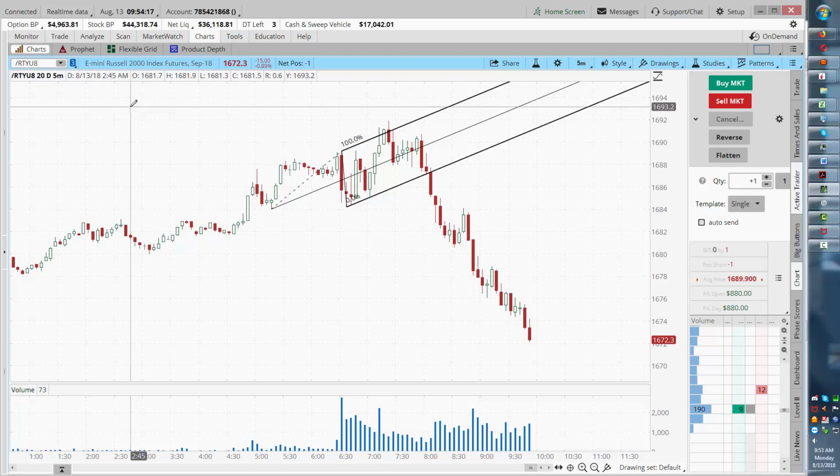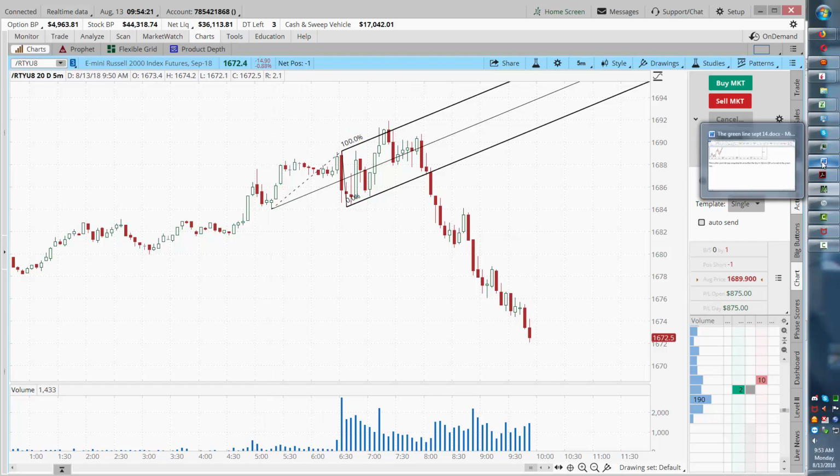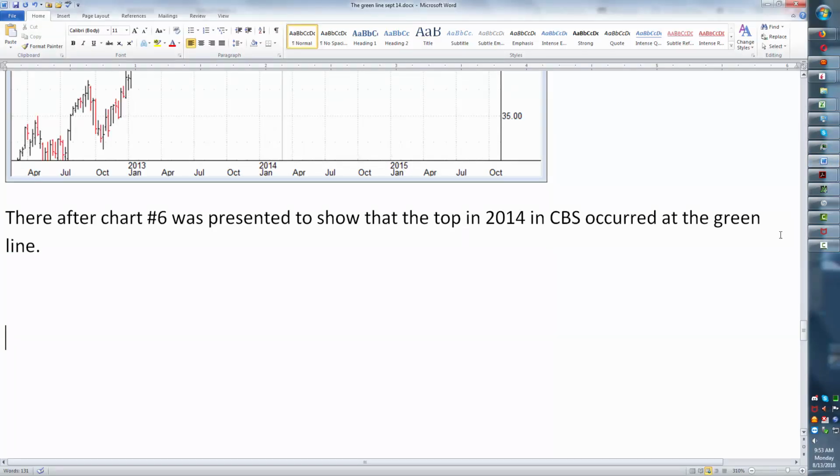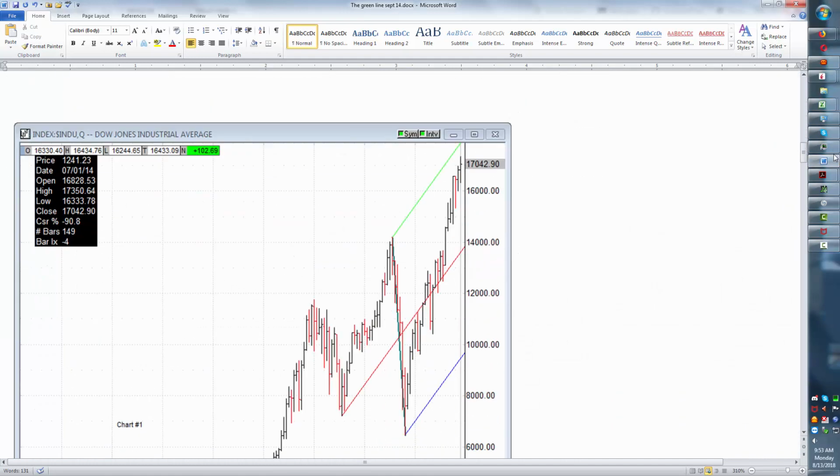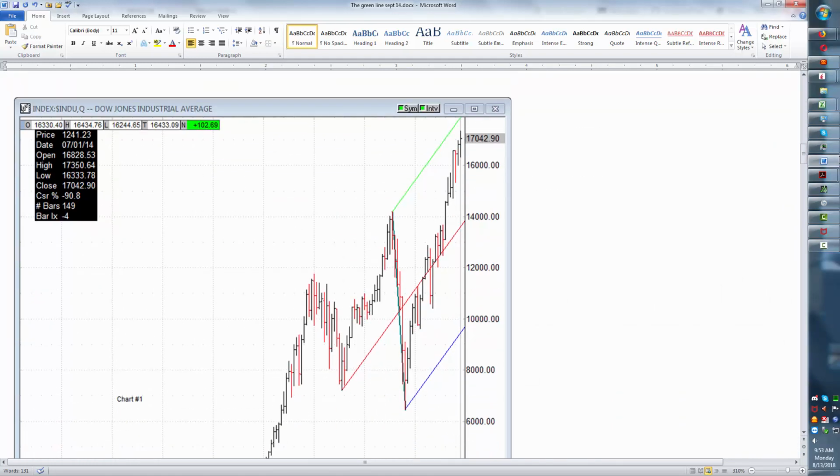Okay, so much for risk understanding. Now let's move on to what the green line is and how that works a little more. Okay, so let's go back to right here. This is a Dow Jones industrial chart. Now notice this line is green. Isn't that a coincidence, right?